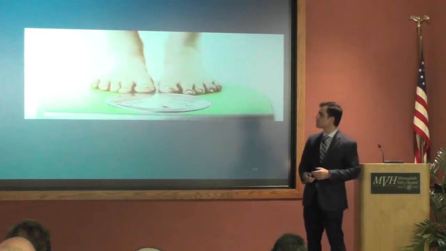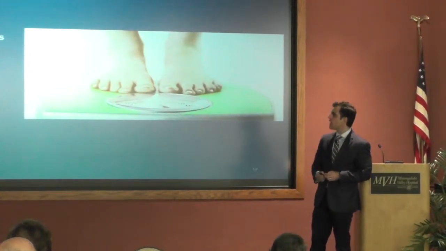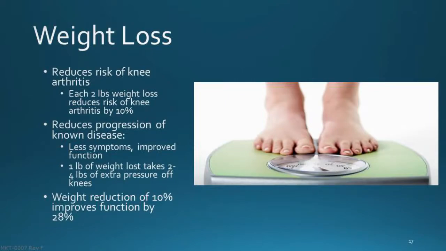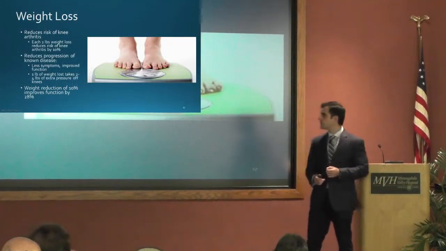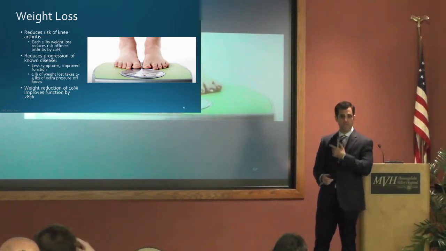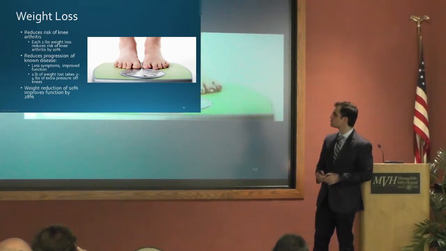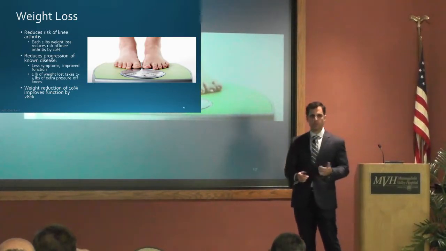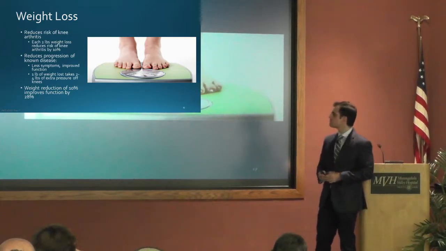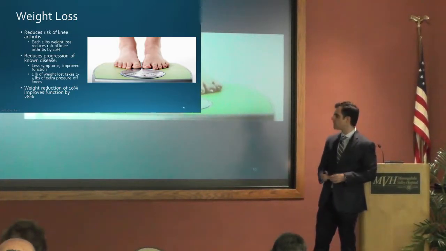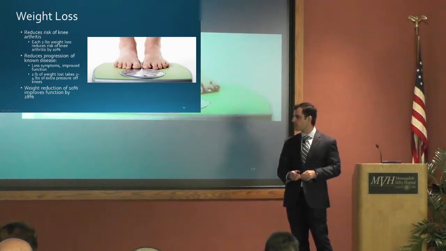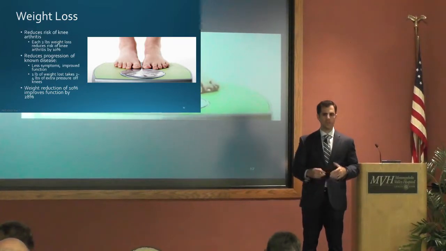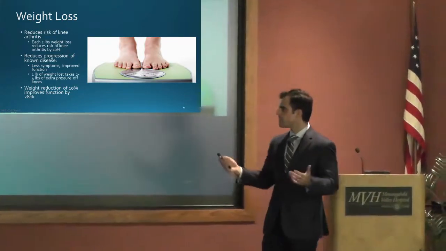Weight loss reduces the risk of knee arthritis. Every 2 pounds of weight loss reduces the risk of knee arthritis by 10%. If you have known arthritis of the knee, it makes it less likely that it'll get worse if you lose weight. So you have less symptoms and improved function with weight loss. 1 pound of weight loss takes 2 to 4 pounds of extra pressure off the knees. Weight reduction of 10% improves function by 28%. So a huge difference, right? This can be difficult, as we all know.